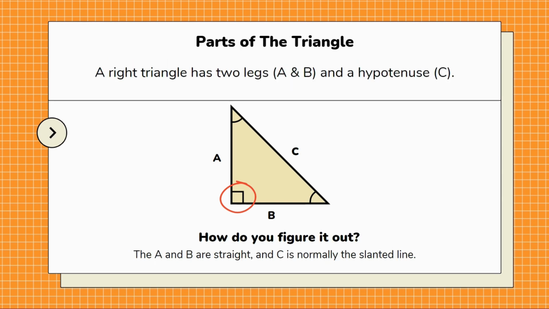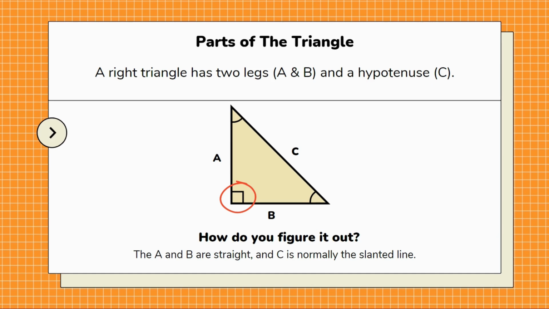So a right triangle has two legs, A and B, and a hypotenuse, which is C. So how do you figure out which one's A and B and which one is C? Why do we say A and B and then C? Because A and B are linked together. They both are legs and they can be swapped around.